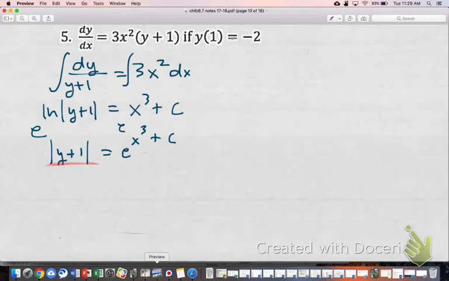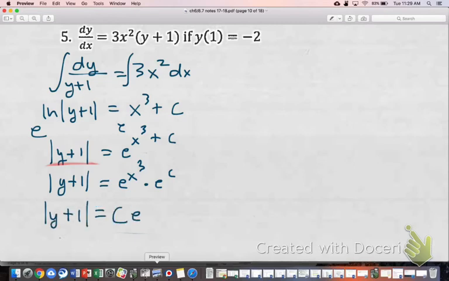So this is that thing I said earlier, timing is everything. As long as you time it right, you could get a variety of intermediate c's that make it look like you have different stuff, but you actually don't. So if you did that, it'd be absolute value of y plus 1 equals e to the x cubed times e to the c, like you said. And e to the c is just some other c. So it's a different c, so we want to be careful with that. Be c times e to the x cubed.